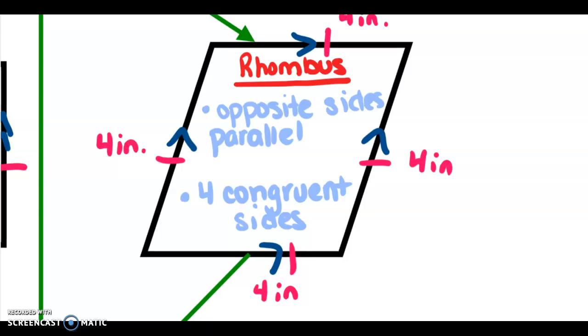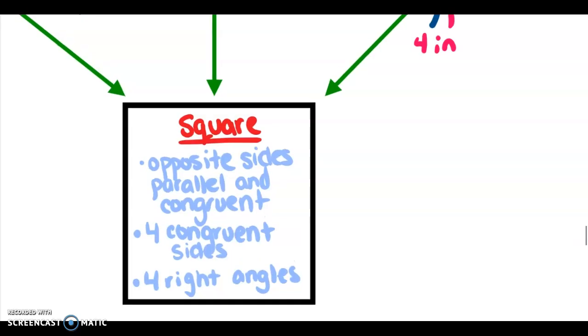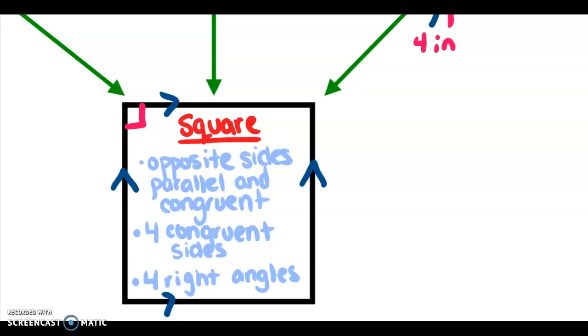And then the last one you have is a square. So a square has opposite sides parallel, so I'll draw that down for us. Opposite sides are parallel. You have 4 right angles, and all the side measures are going to be exactly the same. So this will be like 5 inches, 5 inches, and same thing the whole way around.